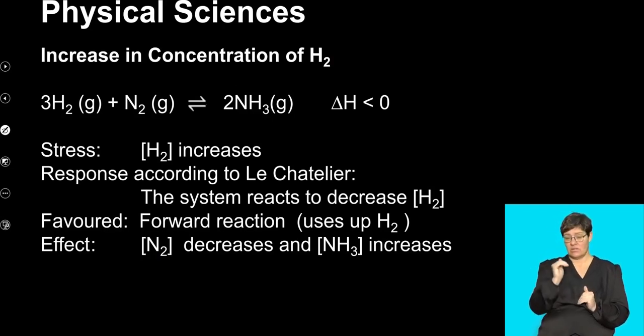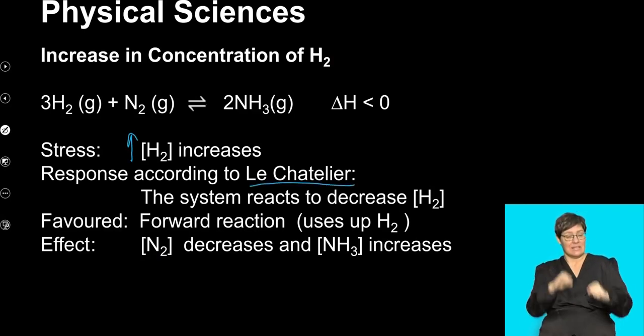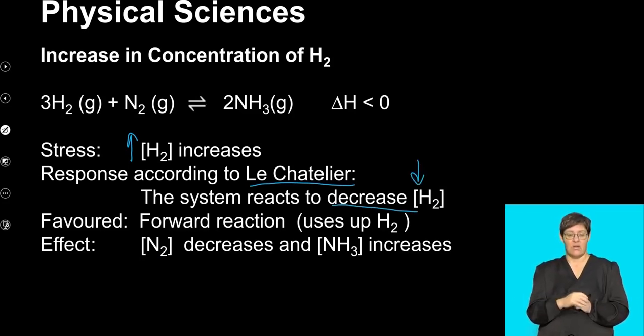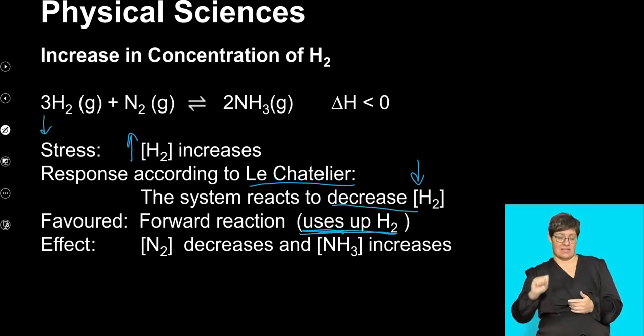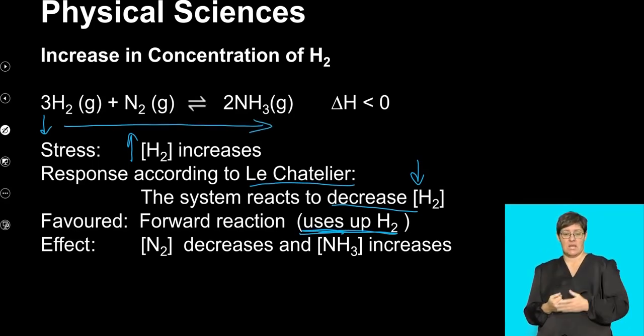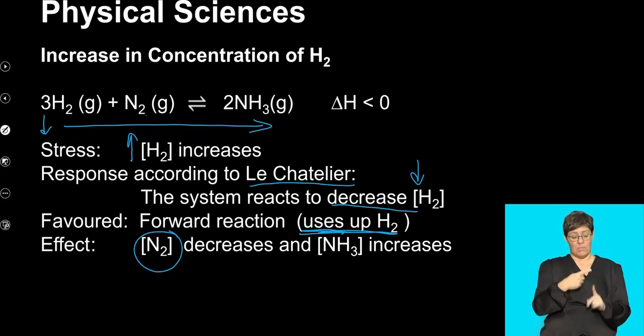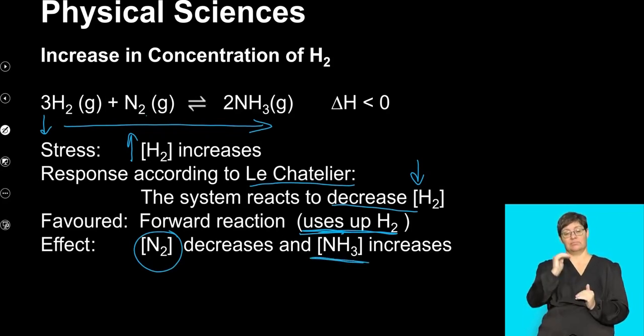There's an increase in the hydrogen concentration. What did Le Chatelier say? That the system will react to decrease the hydrogen gas. And for it to decrease the hydrogen gas, it must use up the hydrogen gas. And in using up the hydrogen gas, it actually means that the hydrogen and nitrogen must now favor the forward reaction. And when the forward reaction is favored, we will have less of N2 because the N2 plus the H2 has now increased the concentration of the ammonia.